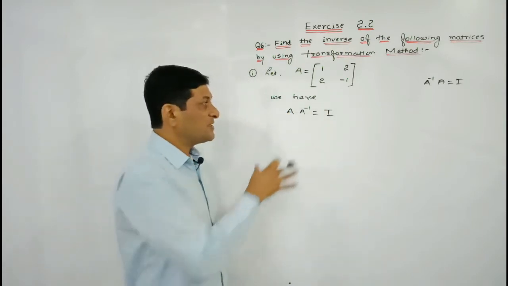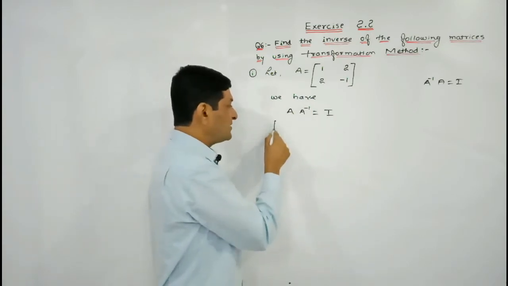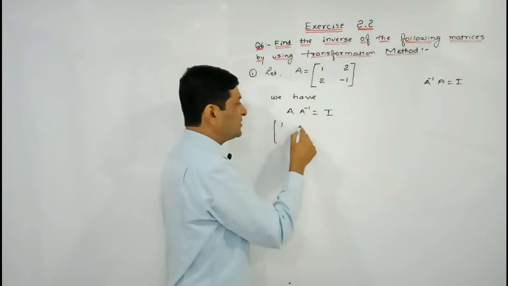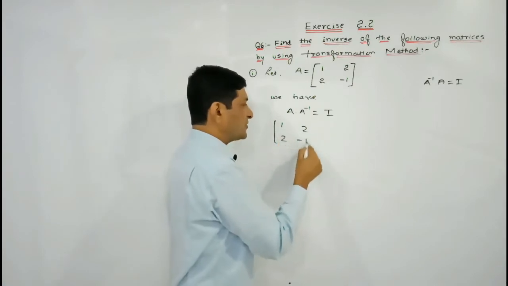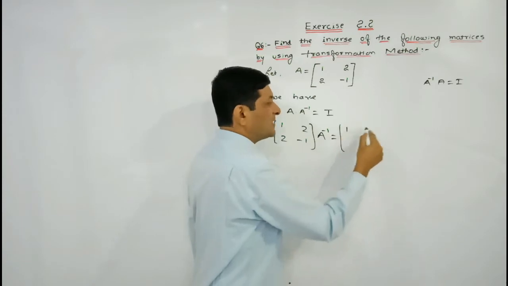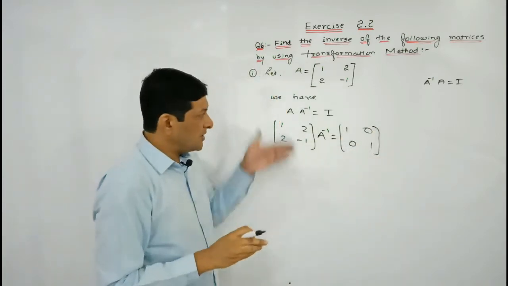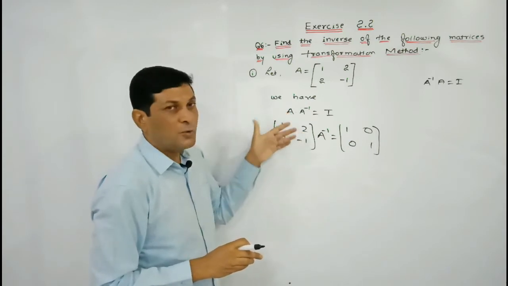Getting it? So first write down the equation, then substitute the value. What is the element of matrix A? It is given to us 1 2 2 minus 1 into A inverse, keep it as it is, equal to I, 1 0 0 1. Now what is our aim here? To convert this first matrix A into identity.